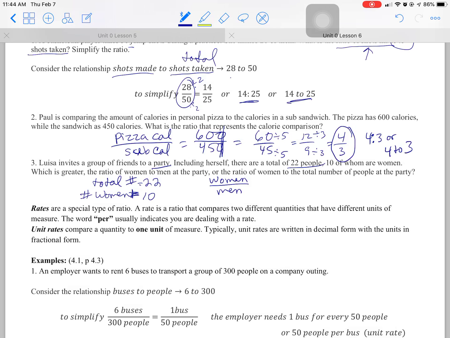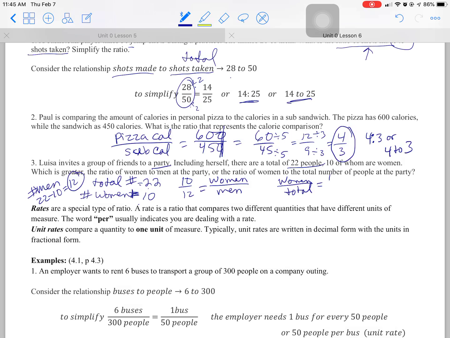to men, or the ratio of women to the total? What's women to men? Women to men. Let's see. I had total and I have women. What's the number of men here? Number of men is 22 minus 10, which is 12. So the number of men is 12. The number of women is 10.